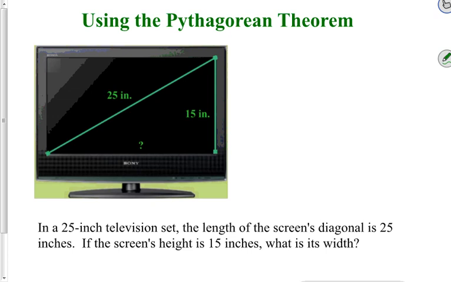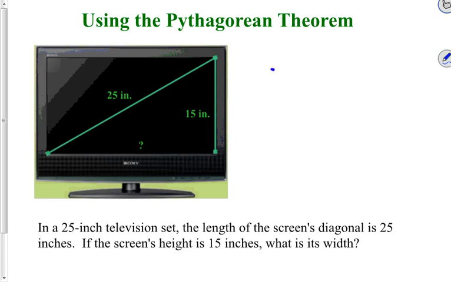Well, first of all, did you realize that when you read the size of a television, you are reading the diagonal length across the screen? Most of us probably didn't know that. But in this case, this is a 25-inch television. So the hypotenuse of this right triangle is 25 inches. We know one of the legs, in this case, the height of that TV screen, is 15 inches. And we're being asked to find the width of the screen, which is going to be the other leg of the right triangle. So let's calculate that width.